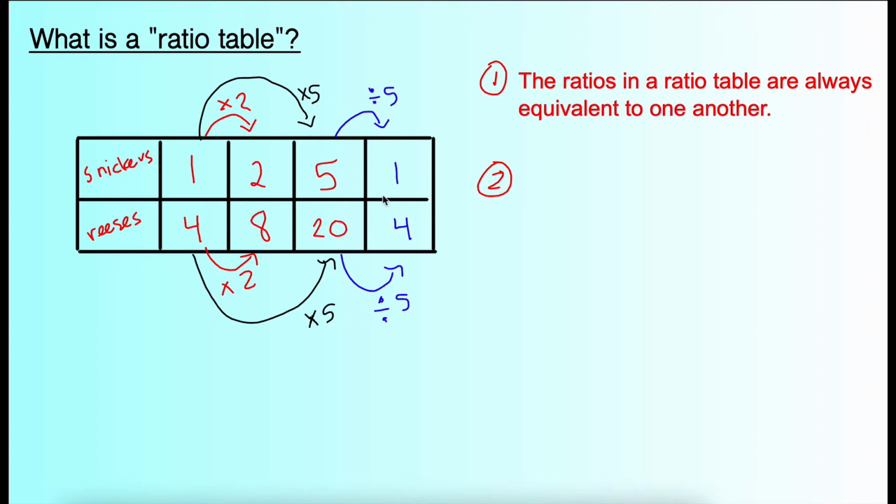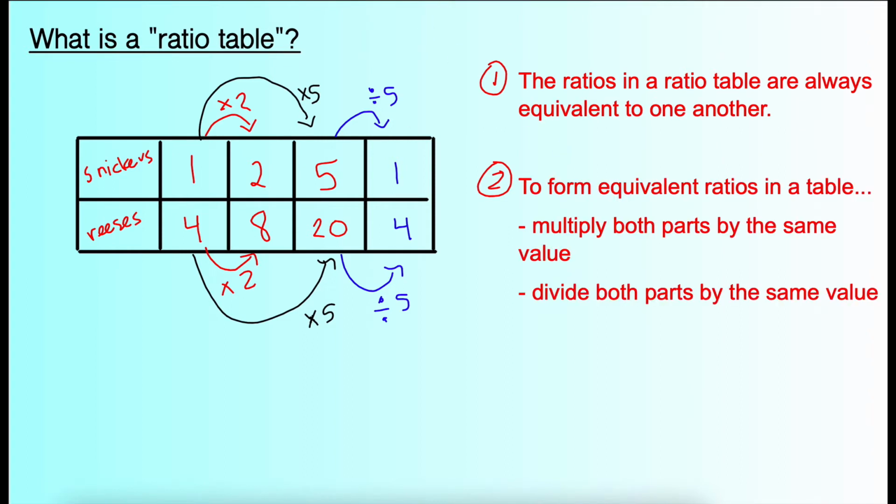If they're always going to be equivalent to one another, the 2 ways that you can form equivalent ratios: one way, make the ratios bigger by multiplying both parts by the same value, or number 2, divide both parts by the same value. So what I just said, there you can see it written out. To form equivalent ratios in a ratio table, you can either multiply both parts of the ratio by the same value, like we can see here with the red and the black writing, or divide both parts of the ratio by the same value, like you can see with the blue writing here.